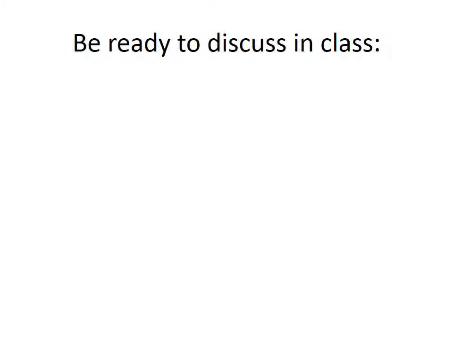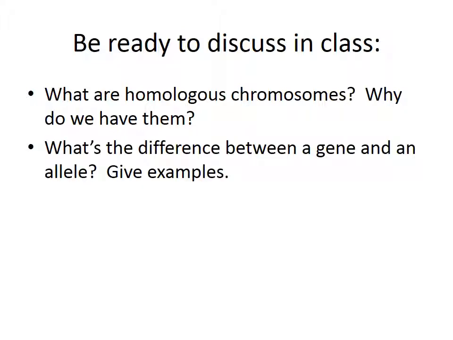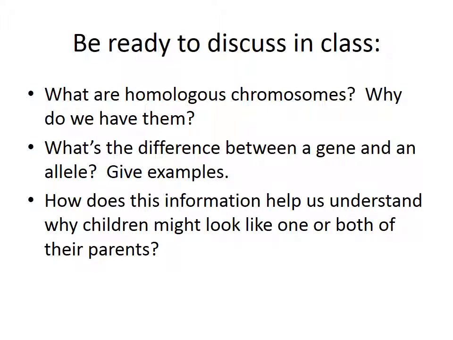So this is the end. Be ready to discuss in class what are homologous chromosomes and why do we have them? What's the difference between a gene and an allele? And you're going to want to be able to give some examples of these. And then finally, how does this information help us understand why children might look like one or both of their parents? If you need to, jot down some of your ideas on these questions and be ready to discuss them in class. Thanks.